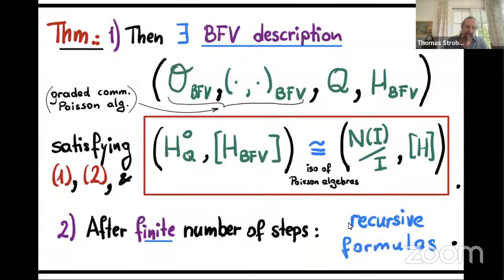And the second one is that this is an existence part, but in an existence, you need to do similar things like with this map psi before. So there exists something, but then at a high enough level, you can always use the previously constructed homotopy to get recursive formulas. So there's some recursive construction or recursive definition of Q and HBFV starting from some order.